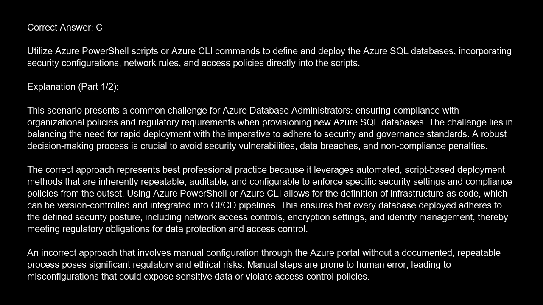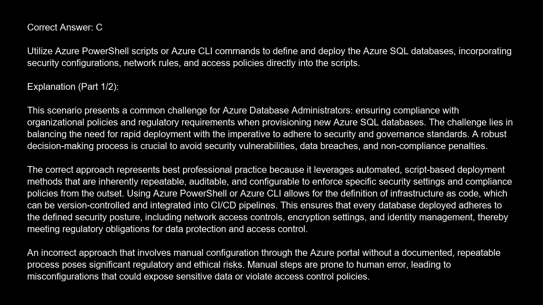The correct approach represents best professional practice because it leverages automated, script-based deployment methods that are inherently repeatable, auditable, and configurable to enforce specific security settings and compliance policies from the outset. Using Azure PowerShell or Azure CLI allows for the definition of infrastructure as code, which can be version controlled and integrated into CI/CD pipelines. This ensures that every database deployed adheres to the defined security posture, including network access controls, encryption settings, and identity management, thereby meeting regulatory obligations for data protection and access control.